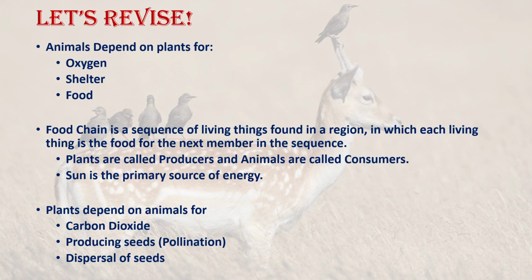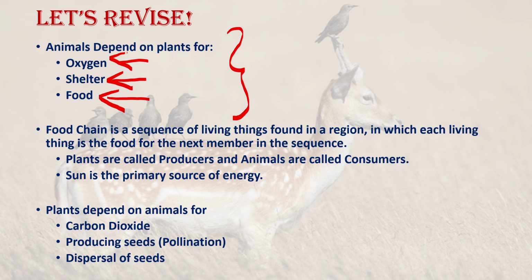So we have come to the end of today's slide, but let us just quickly revise and see what we have studied today. The first thing we studied is how animals depend on plants. So what are the three things that animals depend on plants for? Number one is oxygen, number two is shelter, and number three is food.